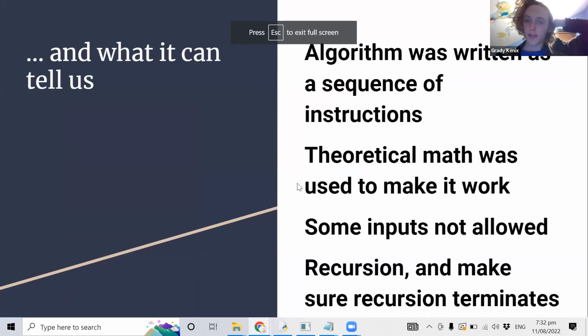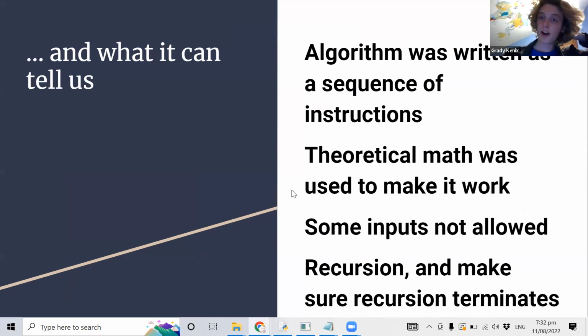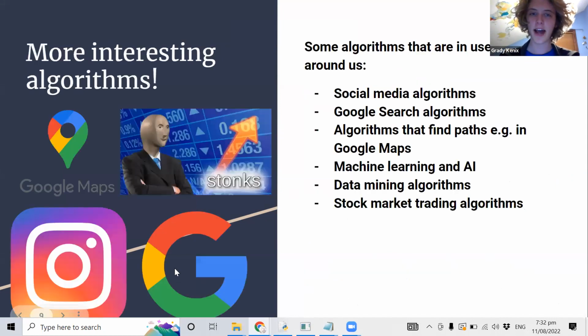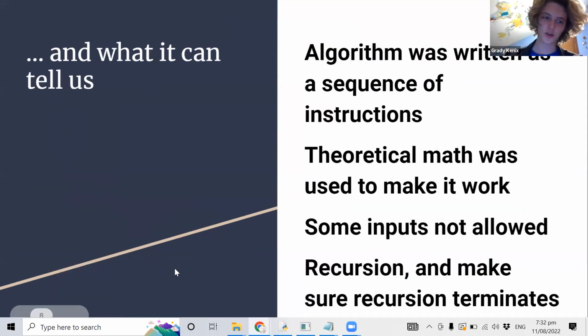So there's a lot of theoretical ideas underpinning Euclid's algorithm that we can apply to other algorithms, and we will apply to other algorithms. We'll keep coming back to these central ideas: that an algorithm is written as a sequence of instructions, that theoretical math helps us to make algorithms work and design algorithms ourselves, and that some inputs are disallowed from algorithms. Sometimes you just can't apply it, you have to have inputs of the right form. In this case, for example, if I asked you to find the GCD of bananas and apples, you might have some difficulty.